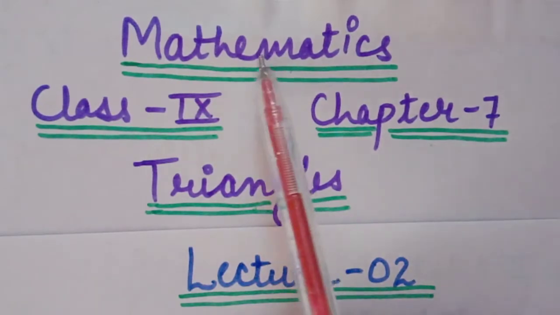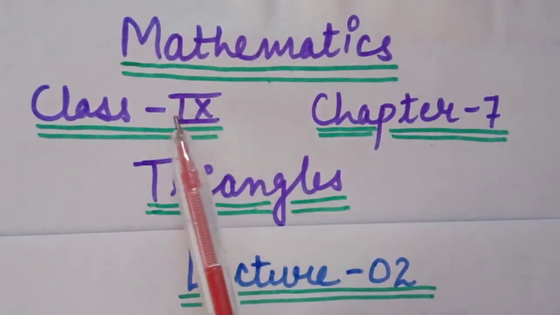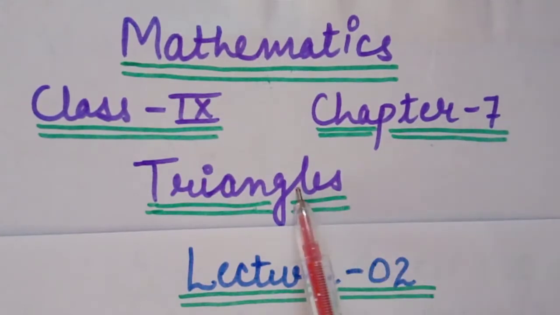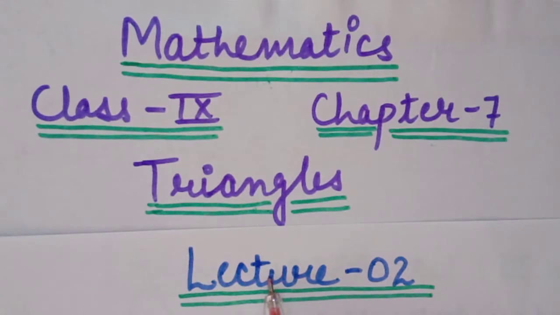So students, this is your mathematics class for class 9th. This is chapter 7, chapter name triangles. This is your lecture 2.